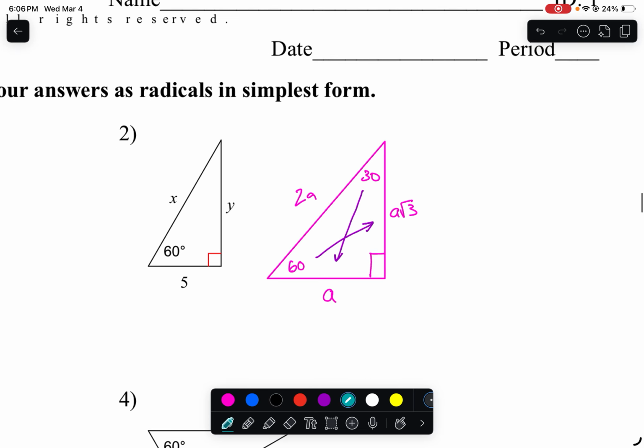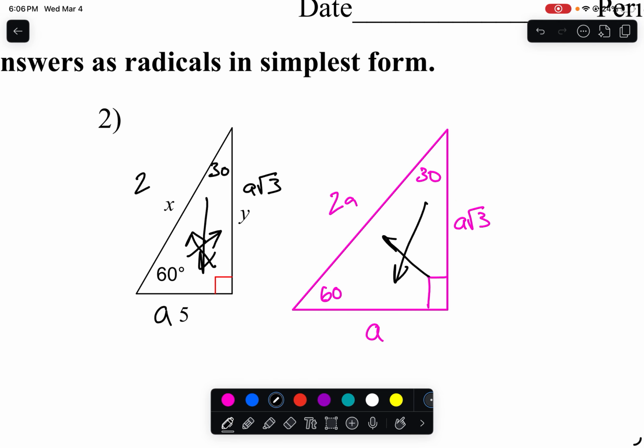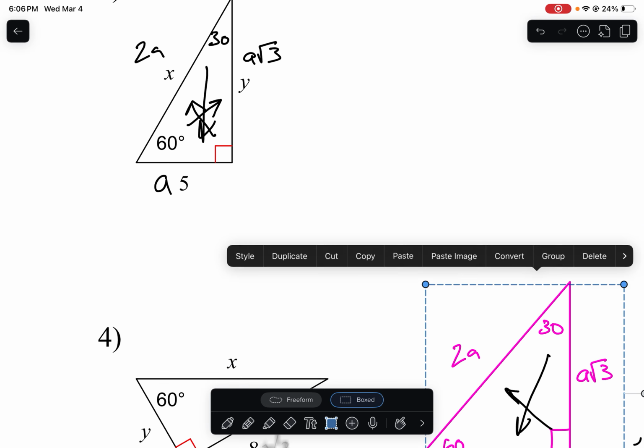All right. Let's try number 2 here. So again, what we need to do is label our sides, okay? So we know that the side across from 60 is equal to a root 3. We know that the side across from 30 is equal to a. And we know that the side across from 90 is equal to 2a. All right? So in this case, what did I get?